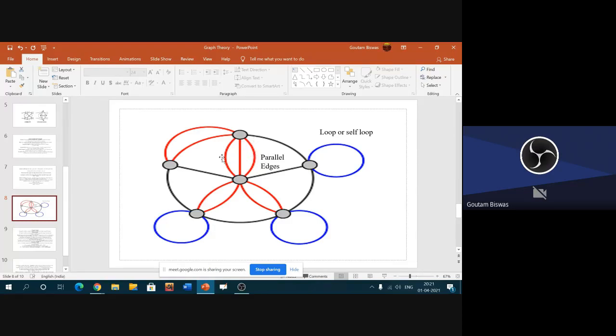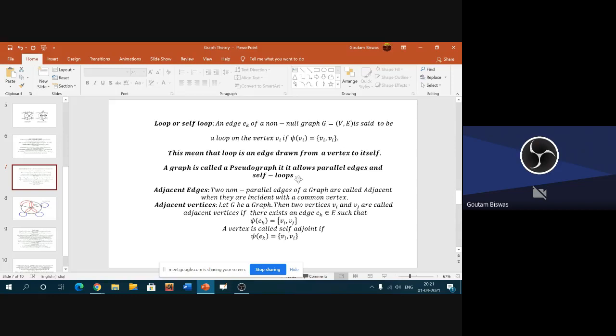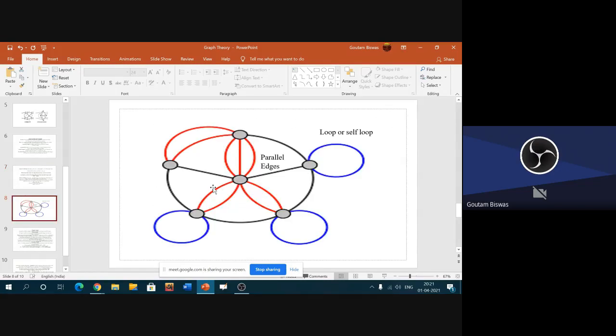This is non-parallel. They are parallel. But these two are not parallel. These two are not parallel. Understood? So, two non-parallel edges of a graph are called adjacent when they are incident with a common vertex. They are incident with a common vertex.